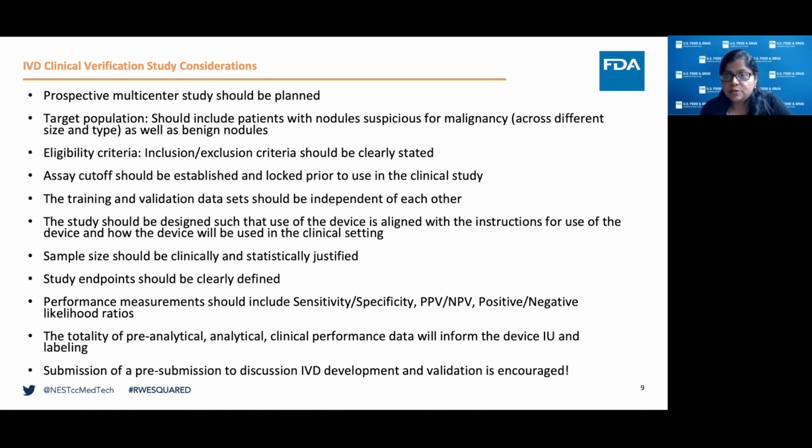Ultimately, I wanted to note that the totality of the data that is submitted for FDA review, that is the totality of the pre-analytical, analytical, and clinical performance data, will be taken into consideration to inform the finalized device intended use and the labeling documents. And I would recommend that you submit a pre-submission for discussion of the IVD development and validation to CDRH. However, I also wanted to note that at this time, the pre-submission program is not fully functional. We have opened it for a review of companion diagnostic device, but I encourage you to be in touch with CDRH to know when it is fully functional so that you can submit for our feedback.